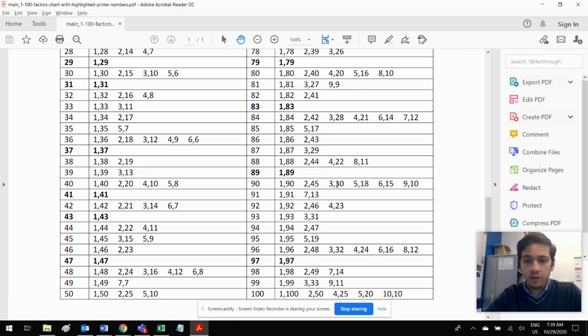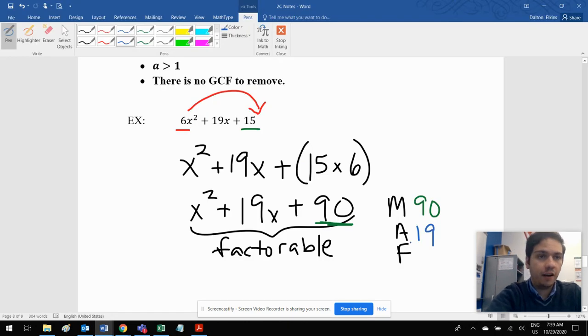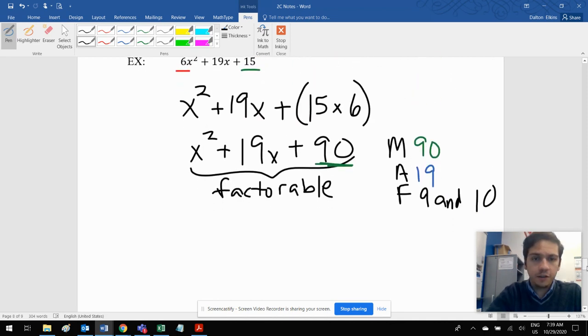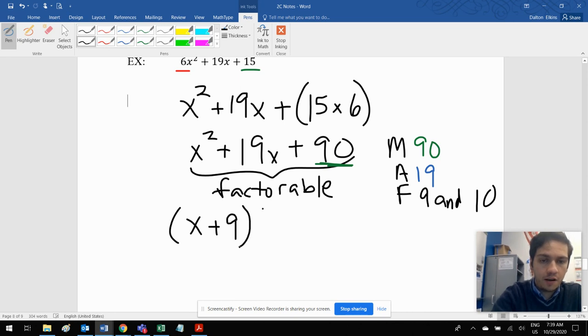That adds to 47. 3 and 30. That adds to 33. 5 and 18. That adds to 23. 6 and 15. Hey, we multiplied those. Okay. Those add to 21. 9 and 10. Okay, these add to 19. So our factors are 9 and 10. So if I write my factors, it's positive 9, so I write x plus 9. Positive 10, so I write x plus 10.